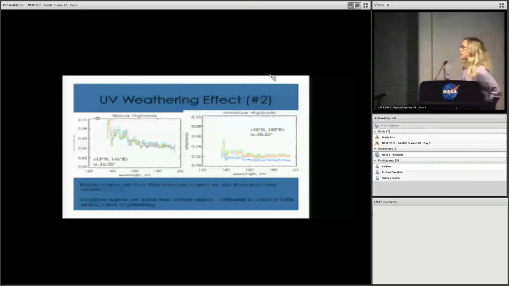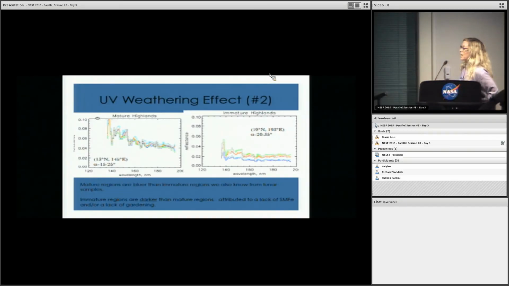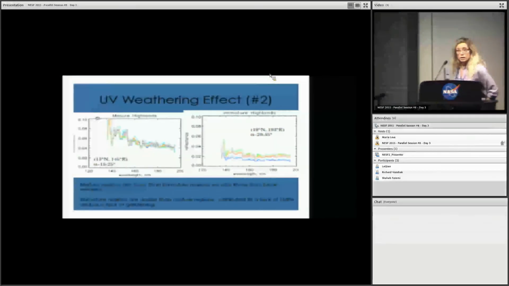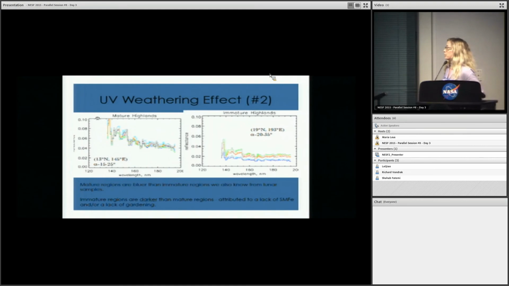The second FUV weathering effect is that things get brighter. This is an interesting thing that came out of the LAMP data, not from the lab data. Here's an example of a single mature highlands region compared to an immature highlands region. These are all at about the same phase angles, about 15 to 25 degrees phase for all these different spectra, and about 20 to 35 degrees phase for these spectra, so overlapping phase angle ranges. The mature regions, as we already talked about, are bluer than the immature regions, but they're also brighter. The immature regions are actually darker than the mature regions.